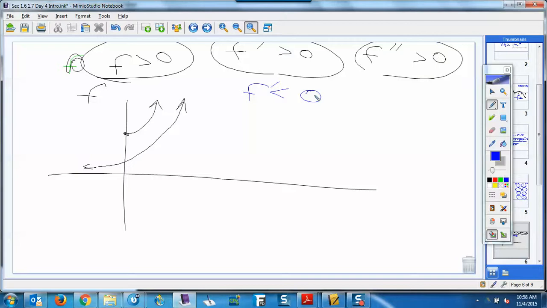We want its slopes to be negative, which means it's decreasing. F is decreasing. And we want concave up, right? Increasing, decreasing at an increasing rate, if you will. Okay, well, what could that be?